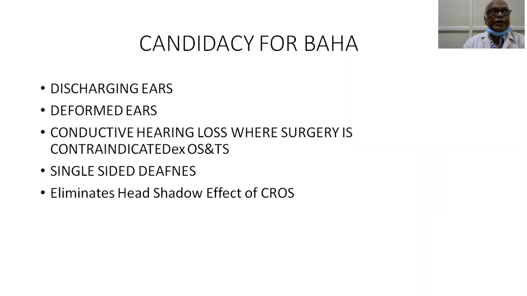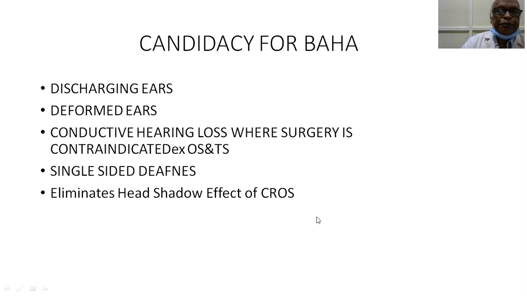So the candidacy criteria are discharging ears, where individuals cannot use a hearing aid inside the ear, and deformed ears, microtia, atresia. Suppose there is no ear canal at all, how can you use a hearing aid? In such individuals, BAHA is of great help. And conductive hearing loss where surgery is contraindicated. For example, if there is otosclerosis and tympanosclerosis, both of them put together, you can't operate. Very risky. The patient may go in for sensorineural hearing loss. And in the case of single-sided deafness, this is of great use.